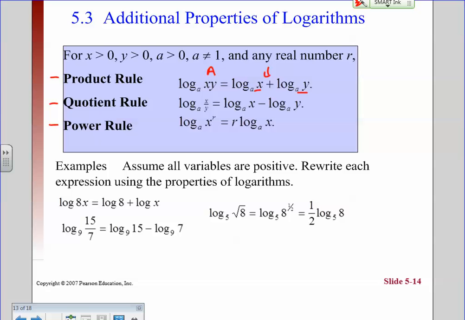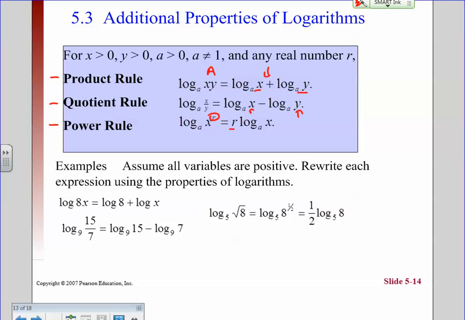The quotient rule, quotient is division, right? So the quotient rule says that if our argument is one number divided by another, we can write that as a subtraction of two logarithms, the difference between two logs, log of x minus the log of y. And the power rule says that if our argument is some exponential function, x to the r, then we can put that exponent out in front of the log. So we multiply that exponent times log a of x, and those two are equivalent.